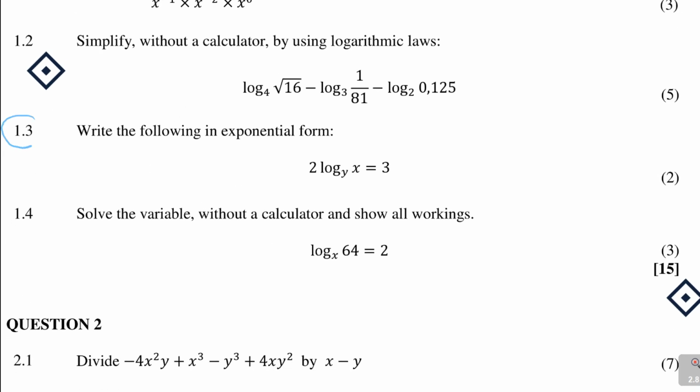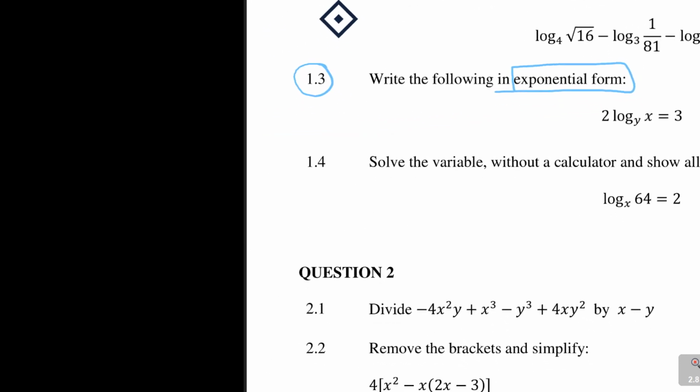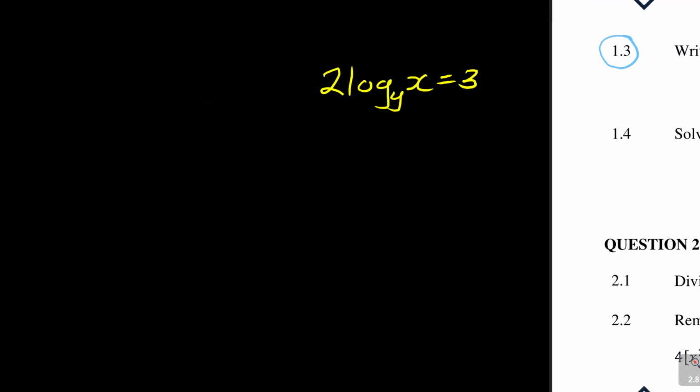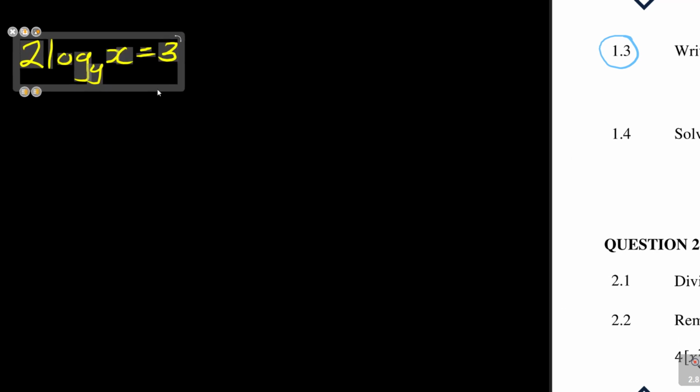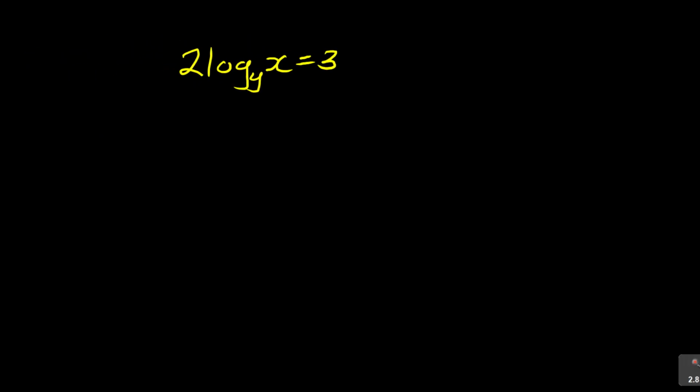1.3. We're moving on. Write the following in exponential form. It's still logs, but in exponential form, 2 marks. So let me write this thing down first. It's 2 log in base y of x is equal to 3. Interesting. This is just trying to show if you understand the basics of logs converted to exponents. These are log equations becoming exponential equations.